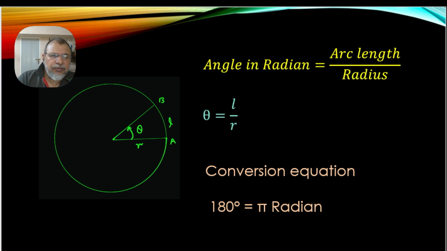Here we have the concept of radian. Angle in radian is equal to arc length over radius. Take a look at the picture there. You can see the arc length L, radius R, and the angle theta marked, and theta is equal to L over R. And down there we have the conversion equation: 180 degrees is equal to pi radians. You may use this conversion equation to convert from degrees to radians or radians to degrees.